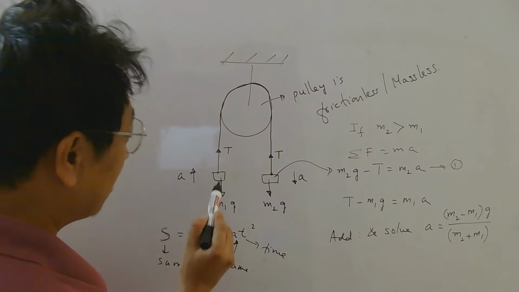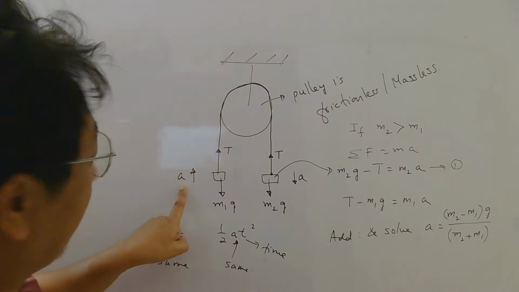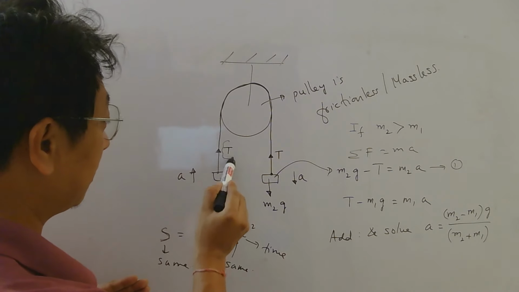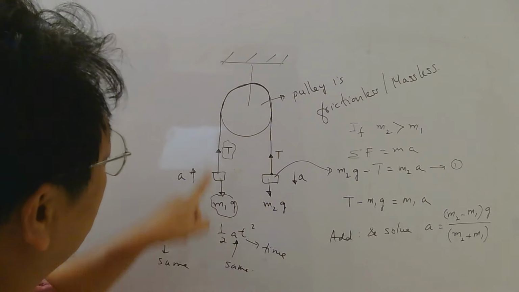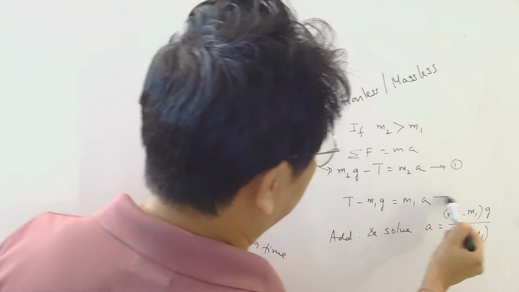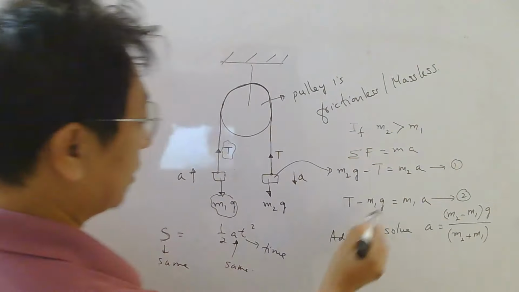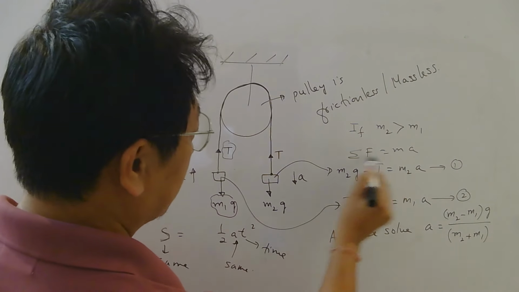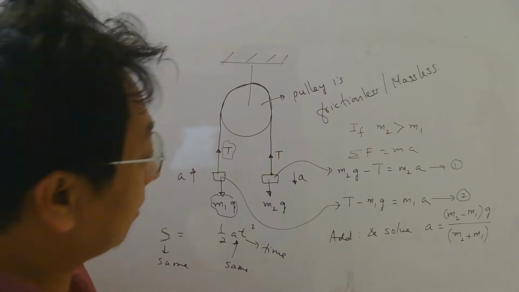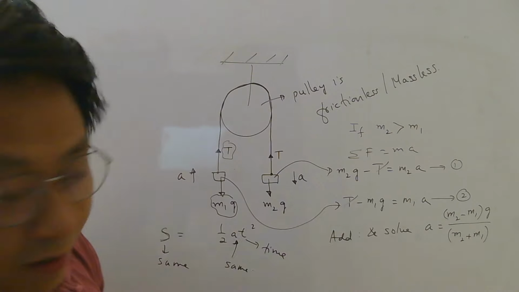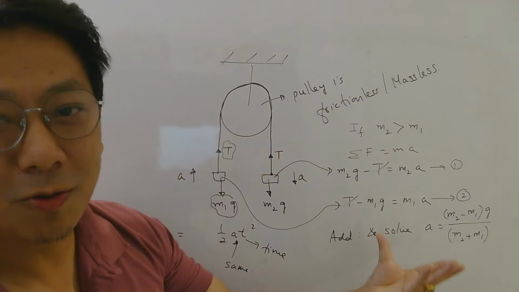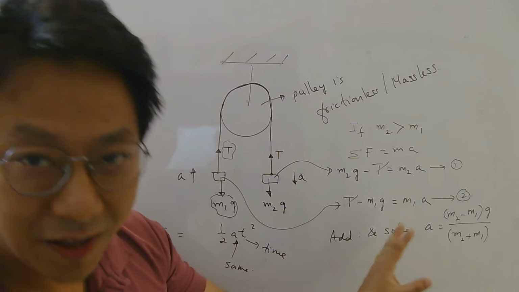And if you apply Newton's law for this block, it has acceleration upward. That means net force should be upward. So this force should be greater than this force. So what will be the total force? T minus m1g equals to mass into acceleration. This is equation 2, which is Newton's law applied to the first block. This was for the second block, remember. Now how to solve these two? Add. If you add, minus T and plus T will cancel, and then if you solve for acceleration, you will get this value. So this is how we usually solve this problem of finding the acceleration.